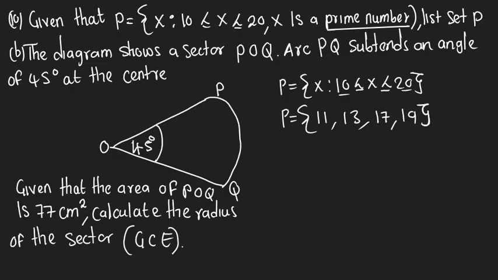Should we go to 20? No, because although the condition says it should be less than or equal to 20, so we could have gone to 20, 20 is not a prime number. And this becomes our answer.